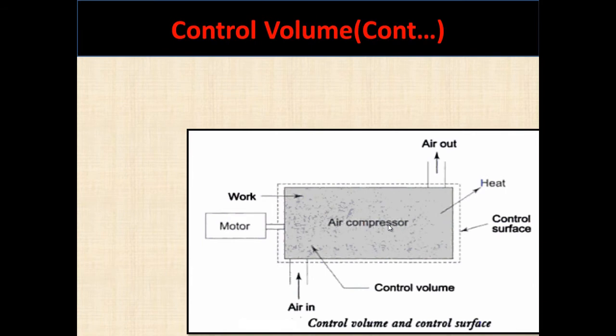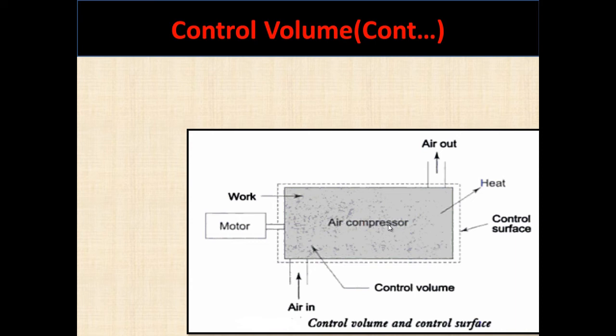This is a simple diagram where we have an air compressor and a dashed line around the air compressor, which is called the control surface. Air is entering the system and leaving the system. So mass is transferring, work is done by the motor on the system, and heat is leaving the system. So energy is transferring between the system and the surrounding. So this is a control volume, also an open system.